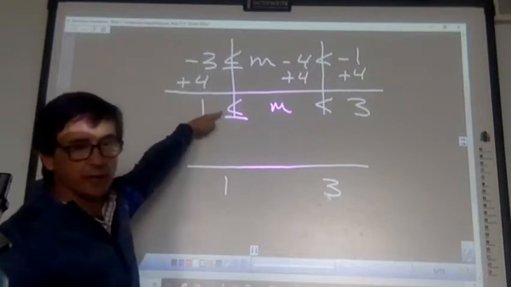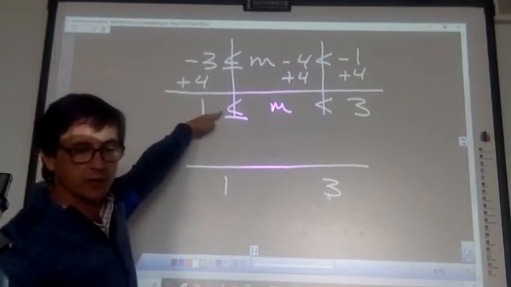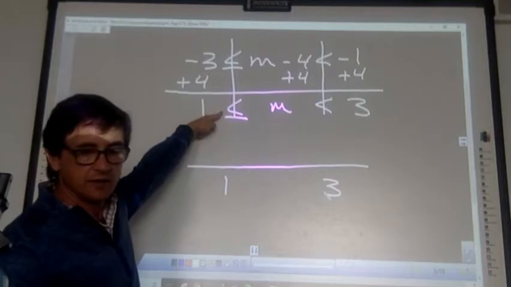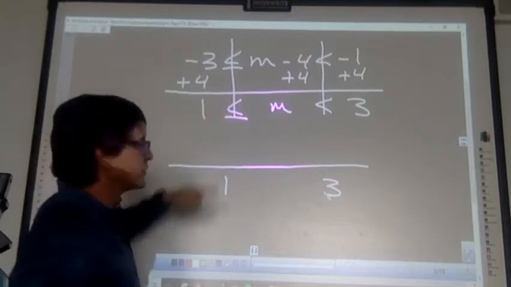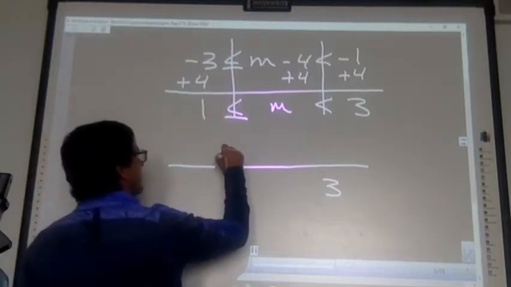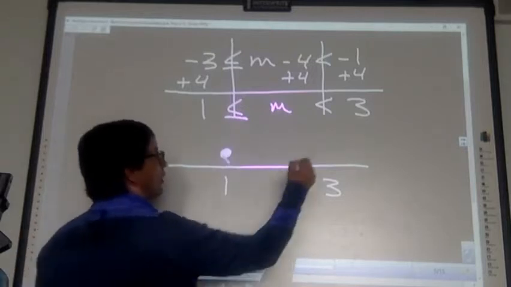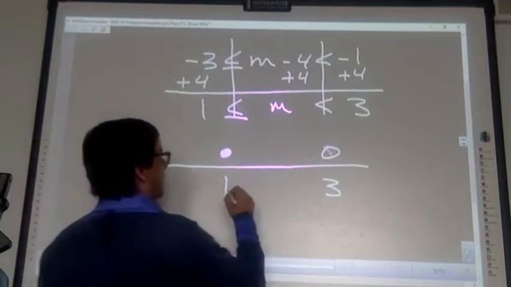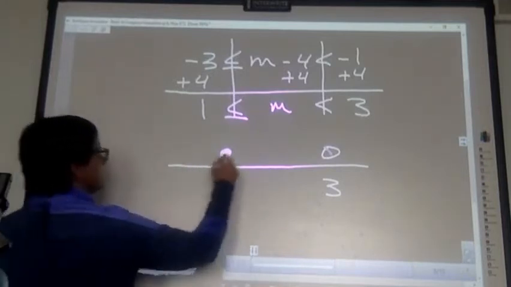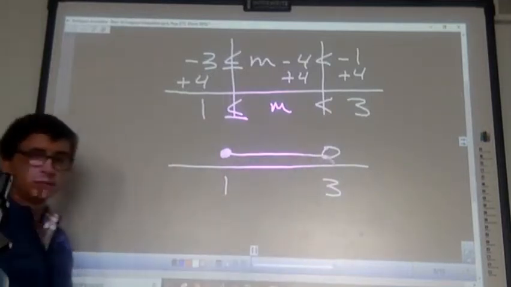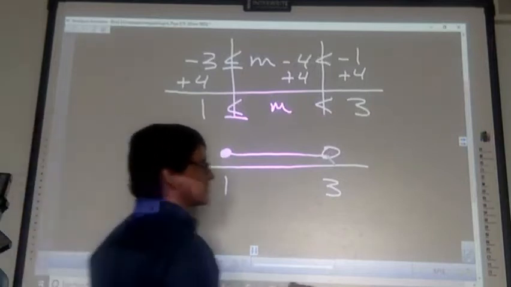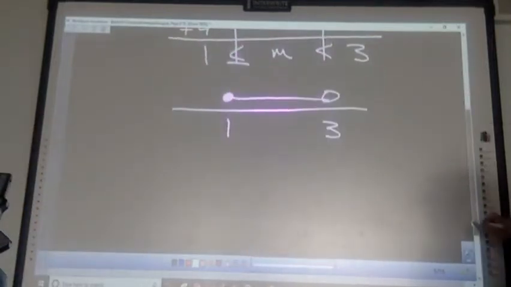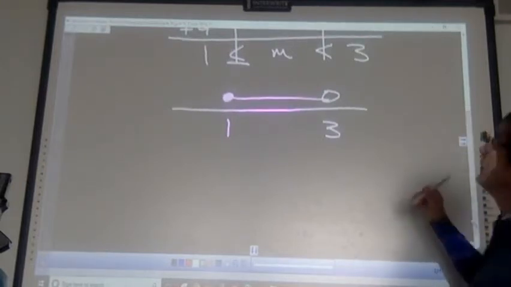Open or closed dot at 1. Show me with your hand. Open or closed dot. Closed, good. Closed dot at 1. Open dot at 3. And the arrows connect. Let's just do that. So I want to show you this graph in a slightly different way. Let's talk about this answer first, though.